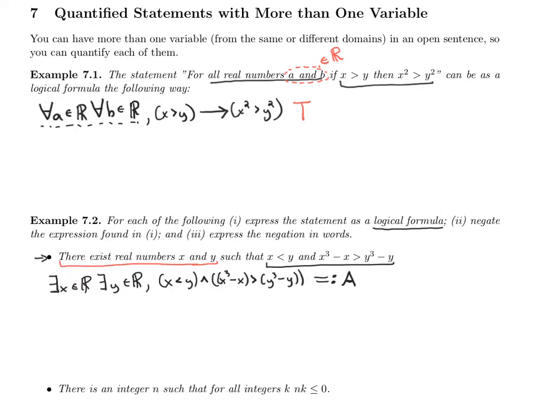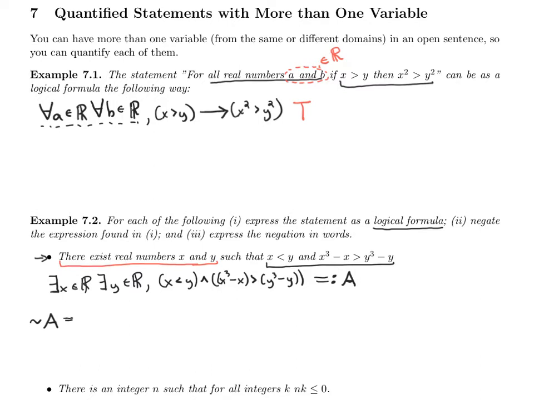Negating quantified statements that have multiple quantifiers is very similar to negating them when they just have one quantifier. So what we're going to do is negate all of the quantifiers that we have and negate the open sentence. So it's going to be the exact same idea from the previous video.